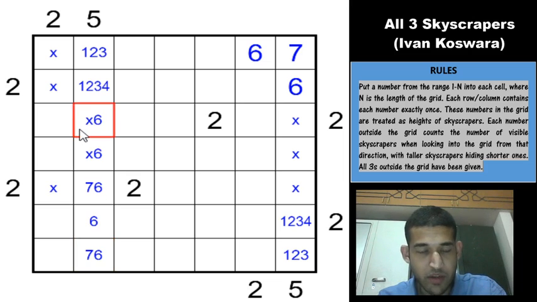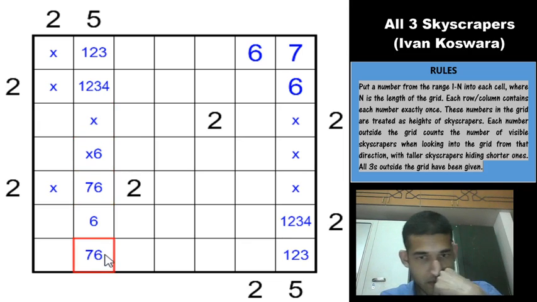A 6 is not possible here, right? Because then the 5 clue will be violated. If you have a 6 here, you will see only a maximum of 4 buildings. So that is not possible. So 6 is going to be in any of these 4 cells, right?